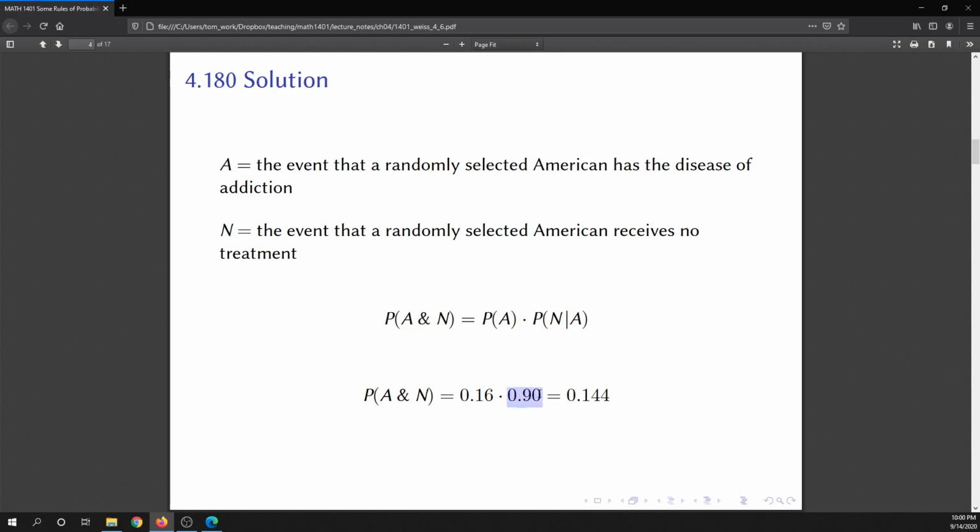So they just told us the two probabilities that we needed, and then we multiply those out, and we get 0.144. They wanted us to interpret that in terms of percentages. So basically what that says is that 14.4% of Americans have the disease of addiction and receive no form of treatment. That's the probability of A and N. So that's how you would go about using the general multiplication rule.